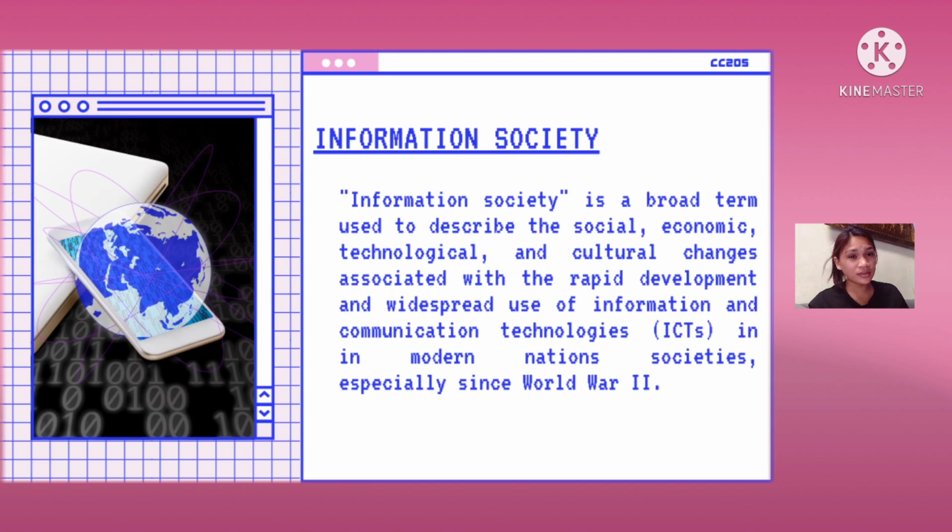First, let us know what really information society is. Information society is a broad term used to describe the social, economic, technological, and cultural changes associated with the rapid development and widespread use of information and communication technologies or ICTs in modern nation societies, especially since World War II. In short, it is the use of information where the people know and appreciate what information they need, where to get, how to get the information, and lastly, how to use it.